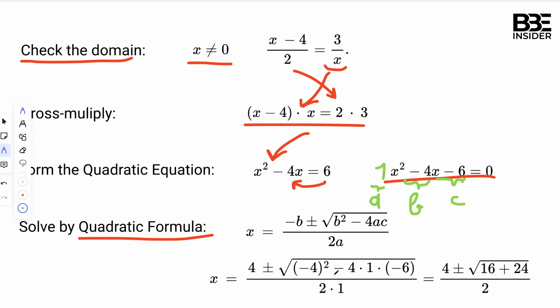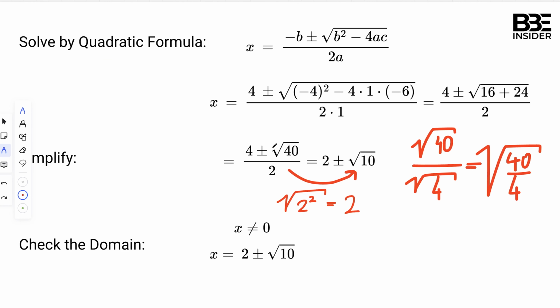This whole formula simplifies to 4 plus minus the square root of 40 divided by 2. Did you notice? We can simplify this one. It's easy to say that 4 divided by 2 equals 2. But it's not so easy to say that the square root of 40 divided by 2 yields the square root of 10. But it's quite easy to get there.